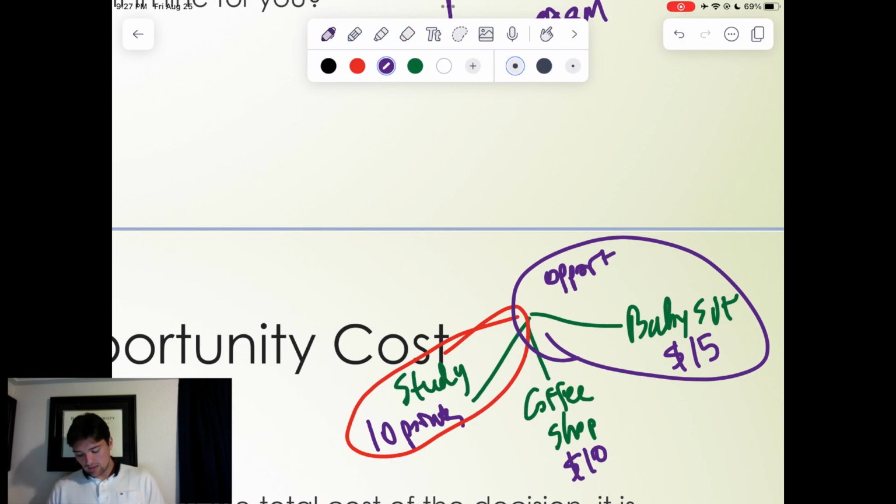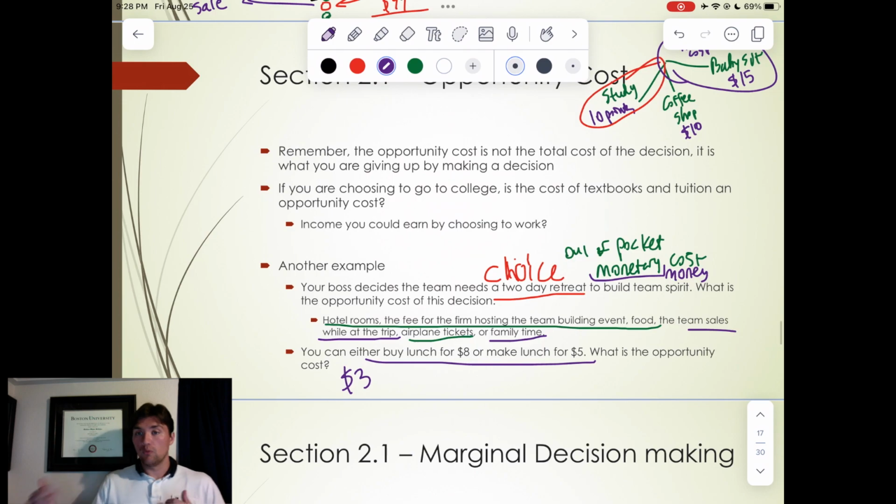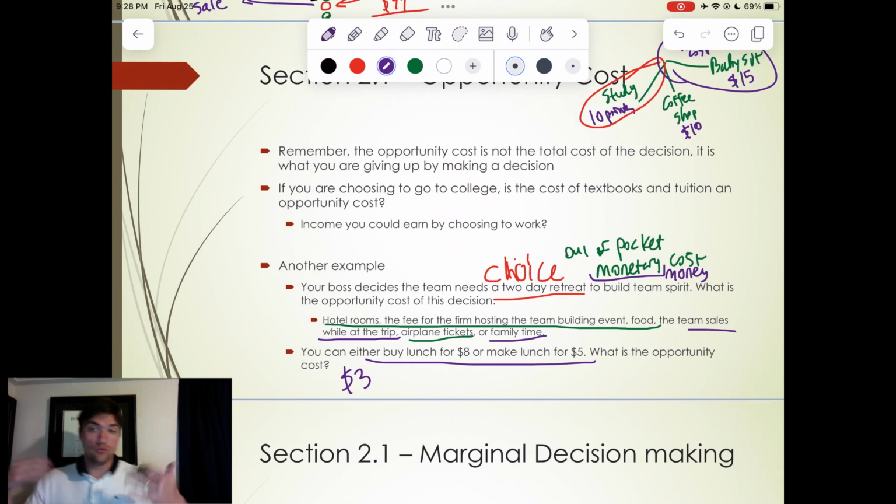All right. So in the next section, we're going to be discussing marginal decision making. That's where it's going to go a little bit more into why you make decisions and would you pay someone $99 to wait in line for you. Those things. All right. So I'll see you there.